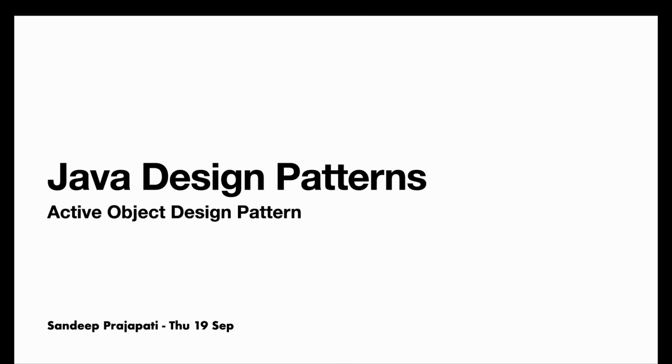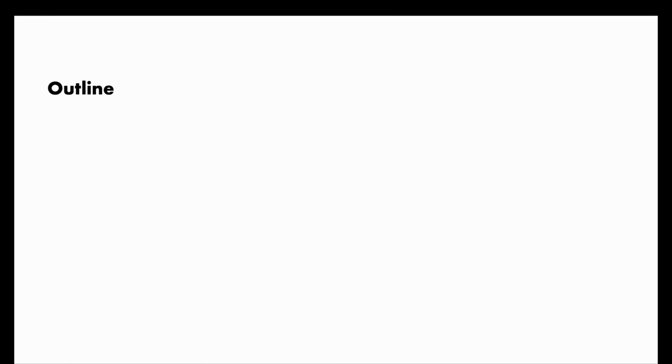We will continue to learn about Java design patterns, and in our previous video we discussed the observer design pattern. We talked about creational design patterns, we talked about the factory design pattern, and we also talked about the protection proxy design pattern. In this video we will discuss the active object design pattern.